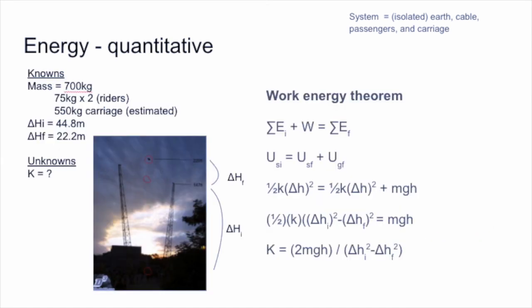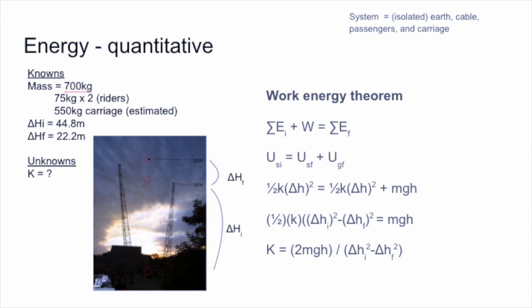And then for the quantitative side, we know that the mass we estimated was around 700 kilos, 75 for each rider, and then we estimated the carriage weighed around 550 kilograms. And our initial change of height, between 0 and 45 meters, is 44.8. And then our second change of height is between 44.8 meters and 67 meters at the top. And our unknown, which we're going to solve for, is the spring constant.